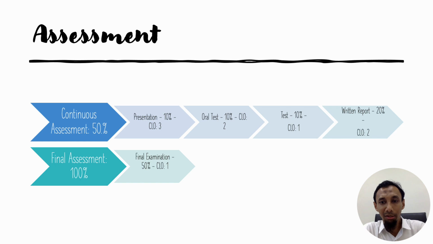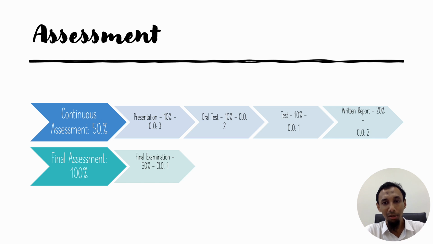And then the oral test, we will conduct during the lab session. So the lecturer will ask you, during the lab session, whatever is related to the photogrammetric instruments or equipment. And then the written test, of course, every semester. This semester we have at least 2 tests, test 1 and test 2, and then we sum up about 10%.